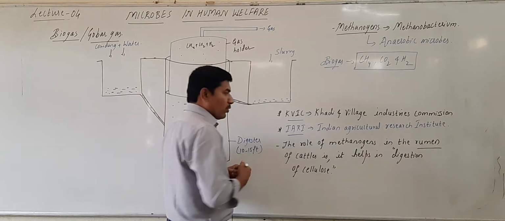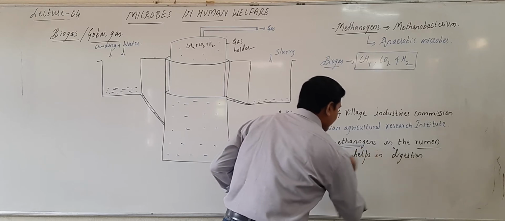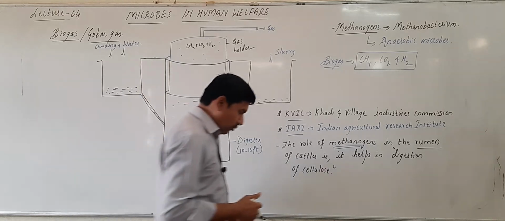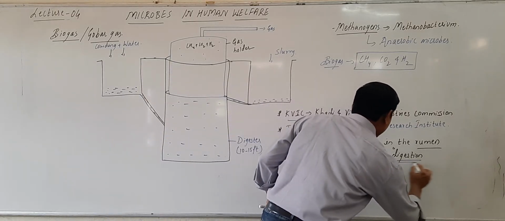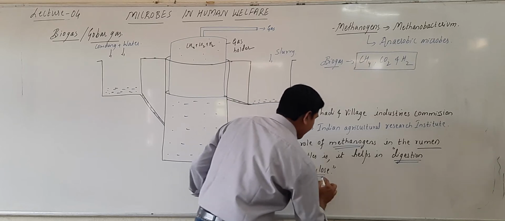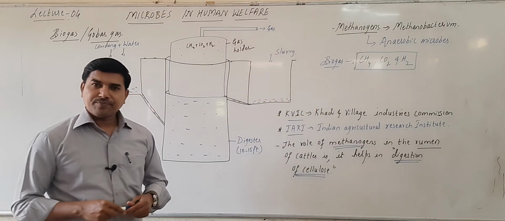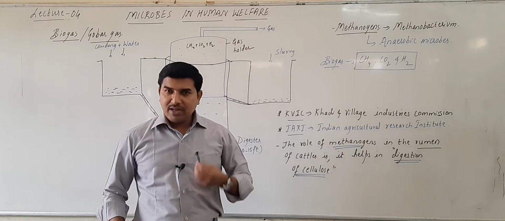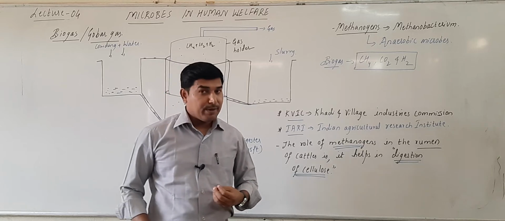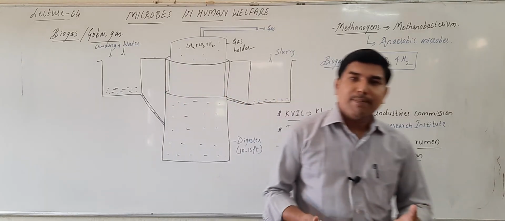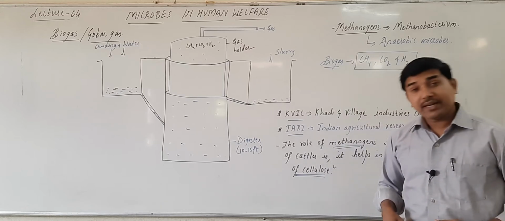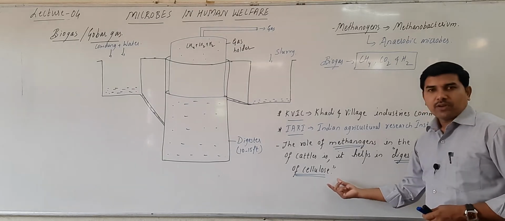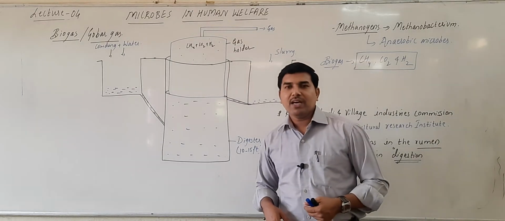The role of methanogens, this is most important. What is the role of methanogens in the rumen? Rumen is the gut region, the intestinal region of the cattle. It is digestion of cellulose. Cellulose is digested by these methanogens, which are naturally present in the rumen, in the gut, in the intestine of the cattle. Remember, these methanogens won't produce the biogas in the rumen of the cattle, but in turn they will help in digestion of cellulose, which is taken in the form of food by the animals.